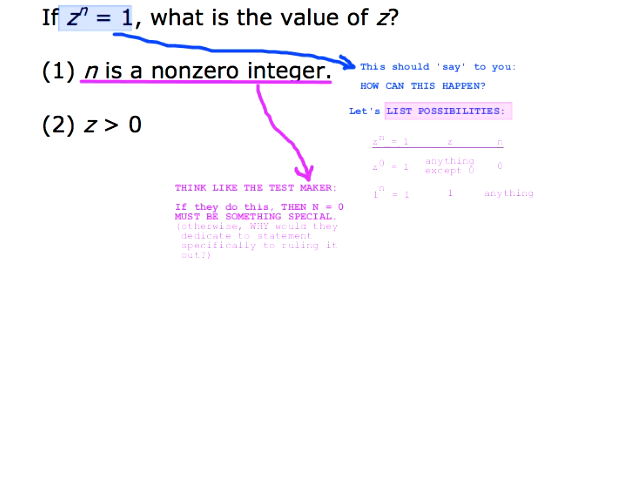And then lastly, we have this, which again is also a thing that you should be thinking about. Because when you think like the test maker, why would they waste a statement telling me that z is a positive number? Because they must be ruling something out. Aha, they are, because you could have a negative value for z. So, think like the test maker again.